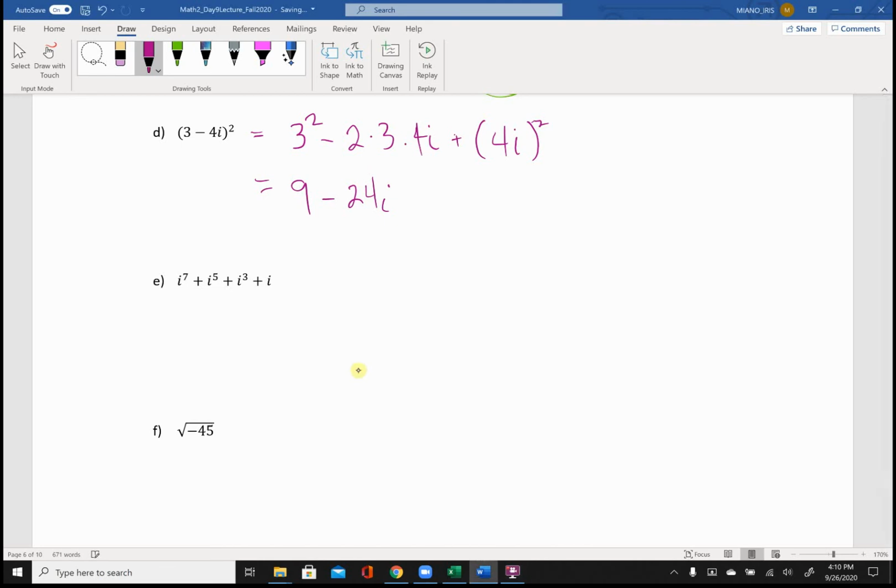It'll be, because this little piece right here, this little part that I'm circling, is going to be a -1, but then you also have to take this and square the 4 as well. So that'll be 9 minus 16 ultimately. So what's 9 minus 16? That's going to be negative 7. So that'll be negative 7 minus 24i.